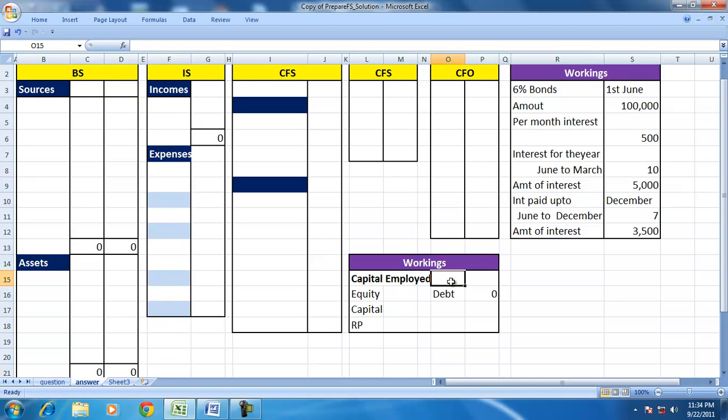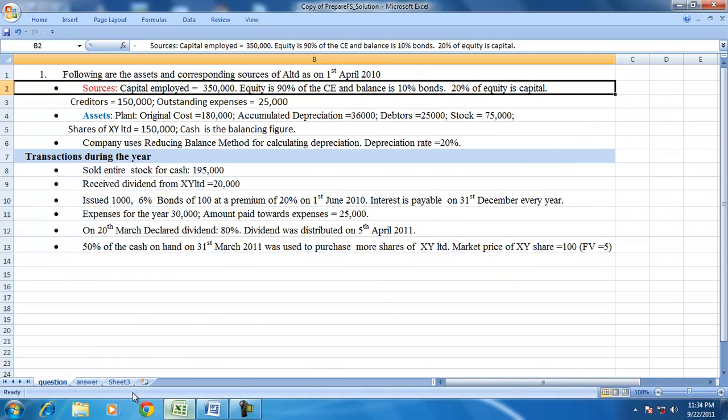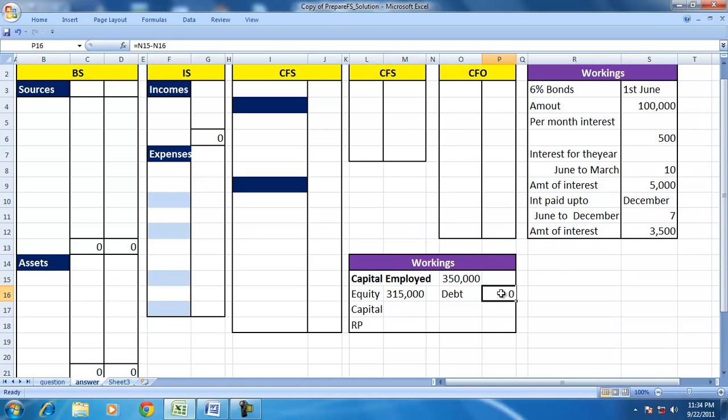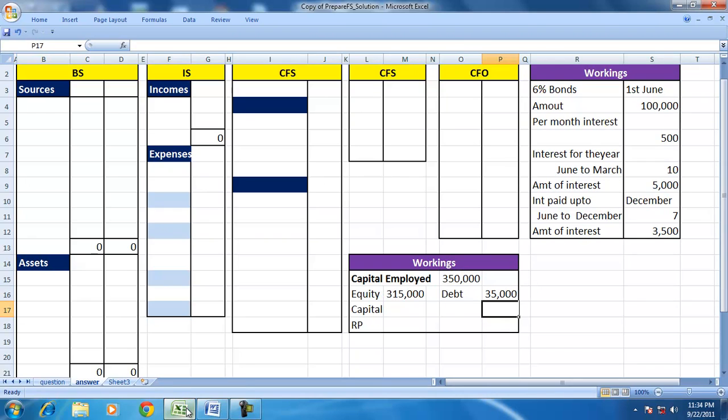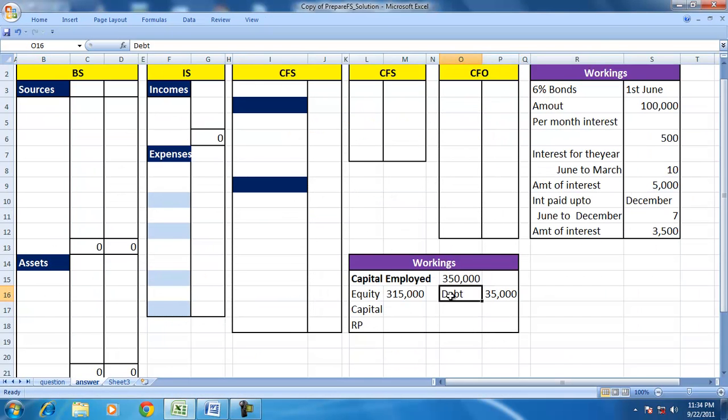So while preparing the opening balance sheet, let us use this information. The capital employed given is 350,000. And it says that equity is 90% of the capital employed, so 0.90. The balance is the debt or the bonds, 10% bonds. When we say 10%, it is a rate of interest. So let me write down 10% bonds.